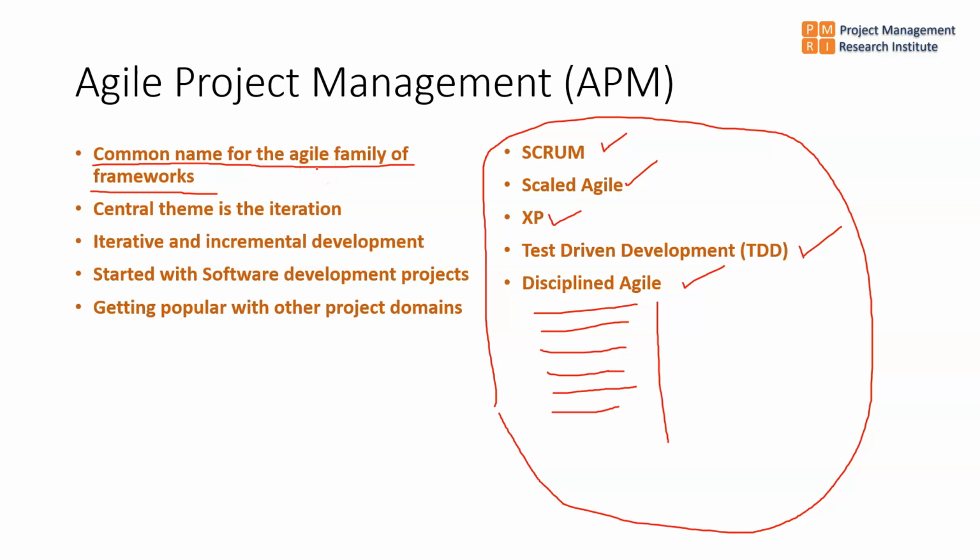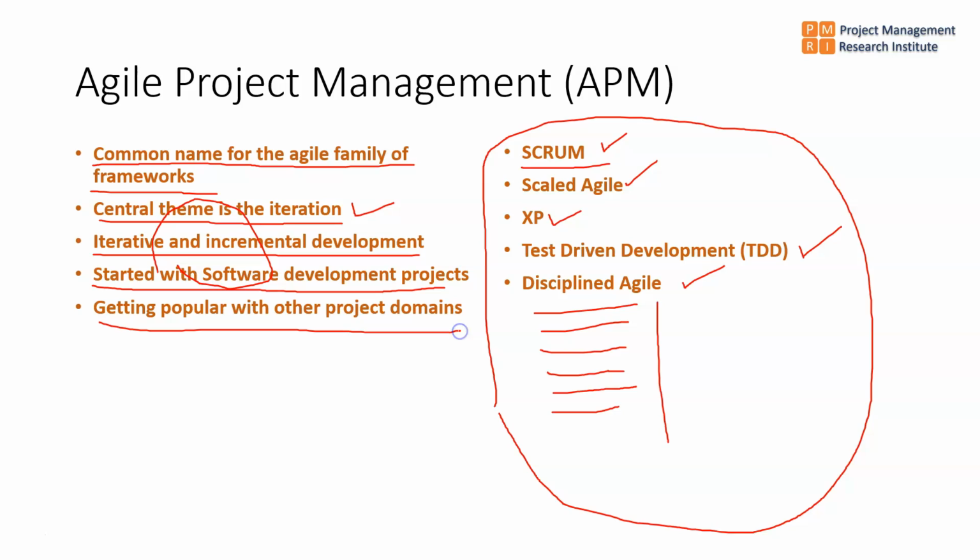So there are multiple things. Out of this, Scrum is the most popular one. For all Agile frameworks, the central theme is an iteration. So it has a 30-day cycle kind of an iteration at the middle, and everything follows iterative and incremental development. It started with software development projects, and now these things are getting popular with other project domains.